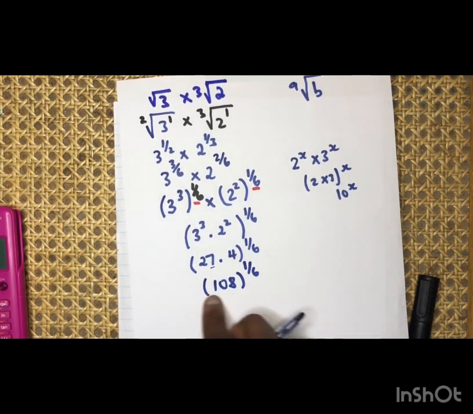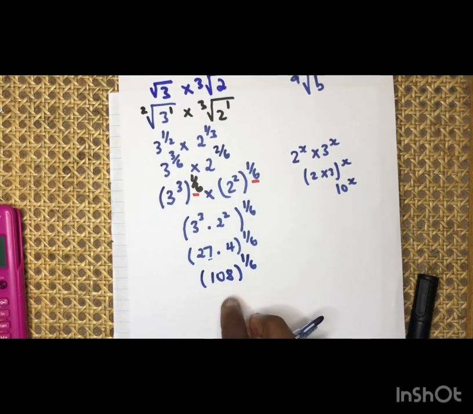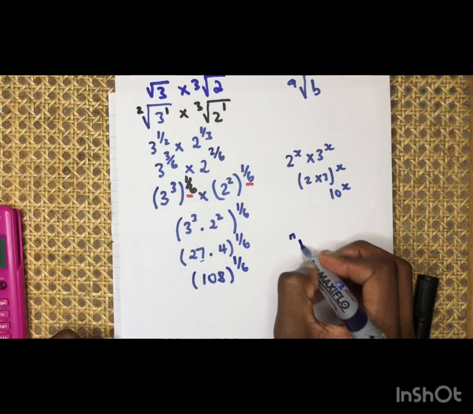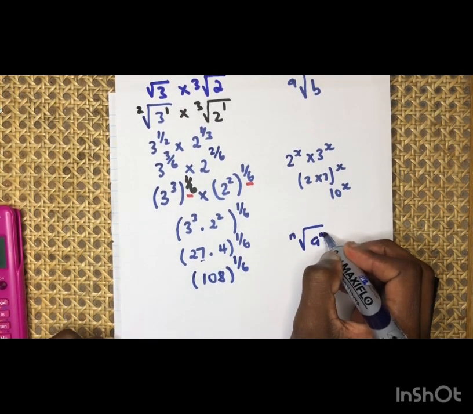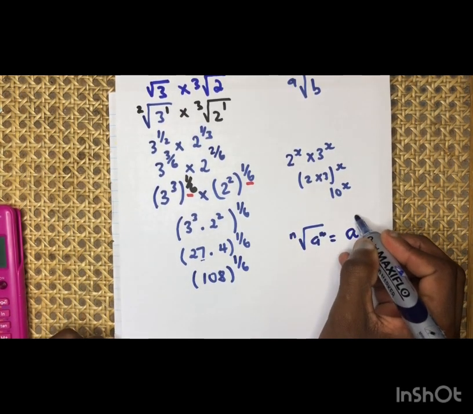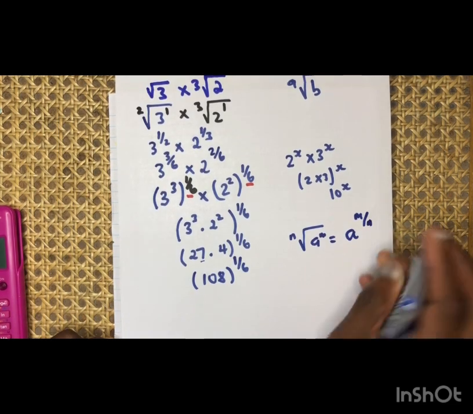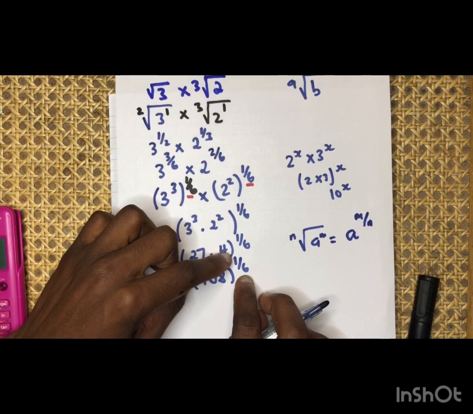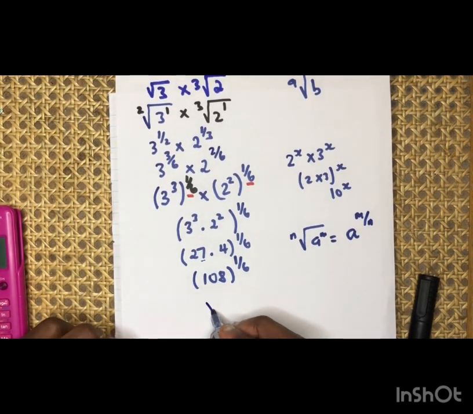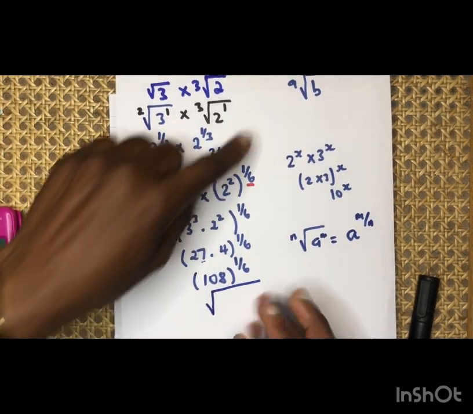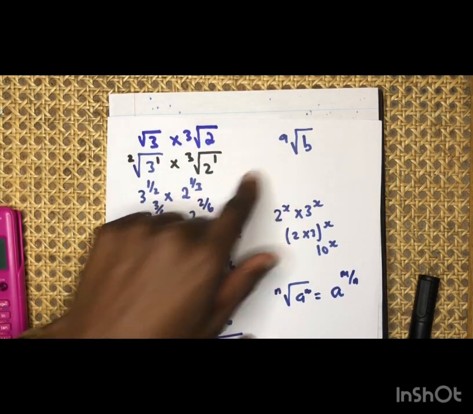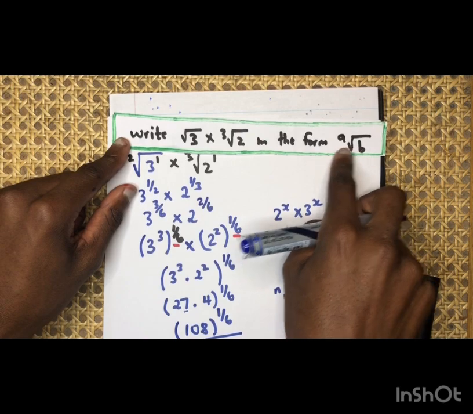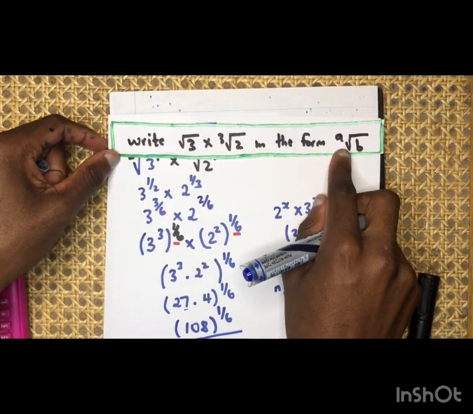Remember, we can write this in root form. So we know that root form, guys, we said if we have the nth root of a to the m, it is the same as a to the m over n. So this one is written in what? In rational exponent. So I'm going to have root here because I was instructed to write this in this form. So I want to write it in this form, guys.